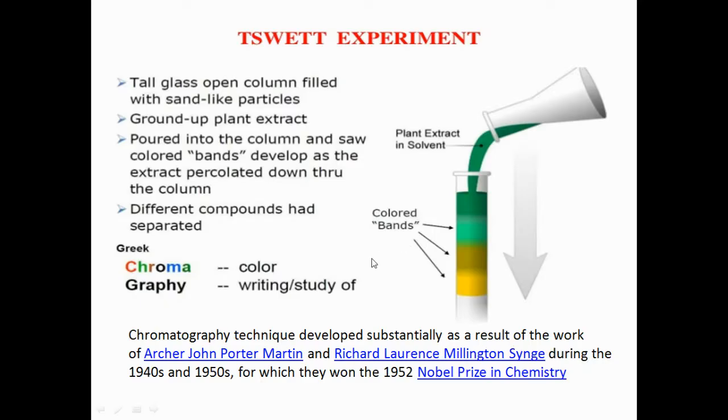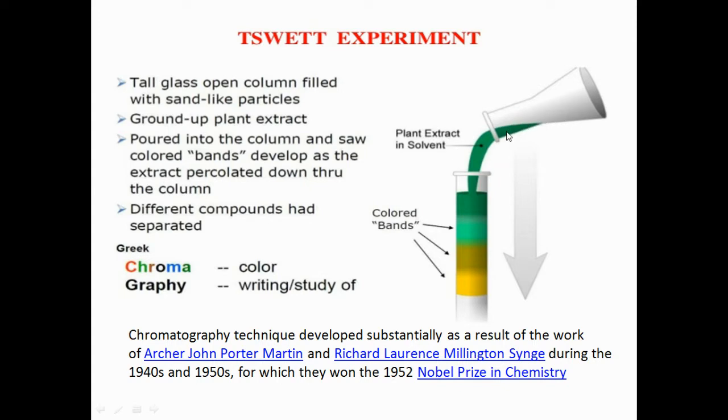This chromatography technique was first introduced by the scientist Michael Tswett. What he did was, he took a plant extract. Here you can see in this diagram, a plant extract is taken in a solvent, and in this column, a stationary phase is taken. Calcium carbonate is taken as the stationary phase. So he took calcium carbonate and filled it in the column, which is acting as a stationary phase. And the solvent is acting as a mobile phase, which is carrying the plant extract.